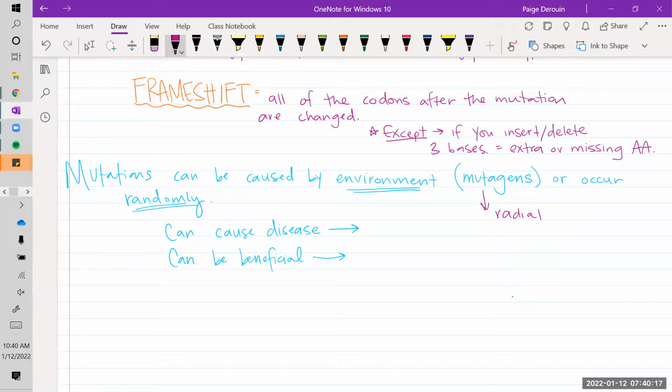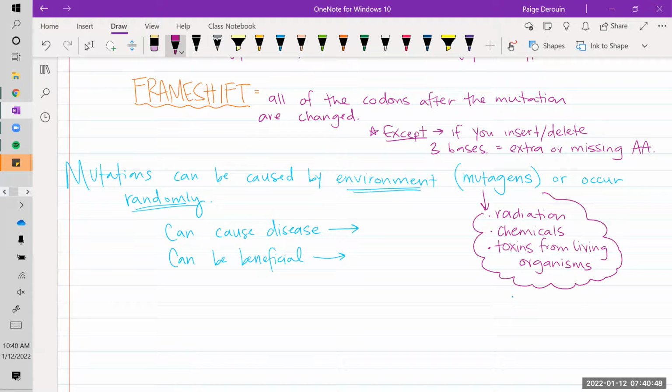Radiation. Anything else? Chemicals. Yeah, toxins from living organisms. For sure. Those are good ones. But they can also happen randomly, just like completely by chance. And they happen randomly all the time.